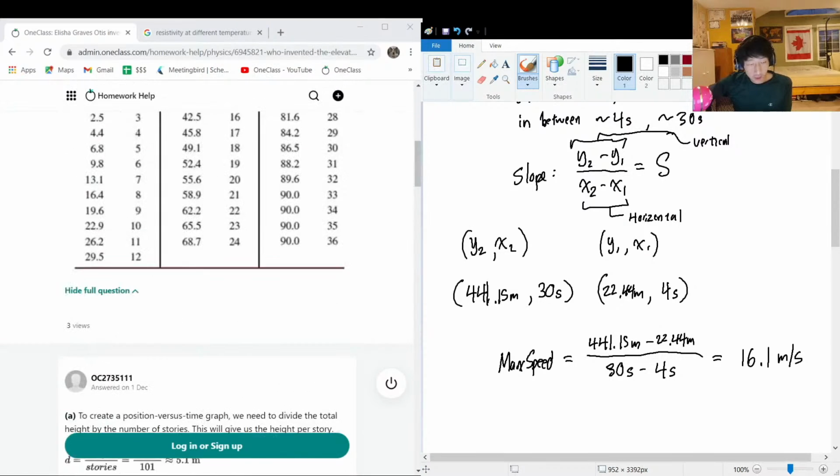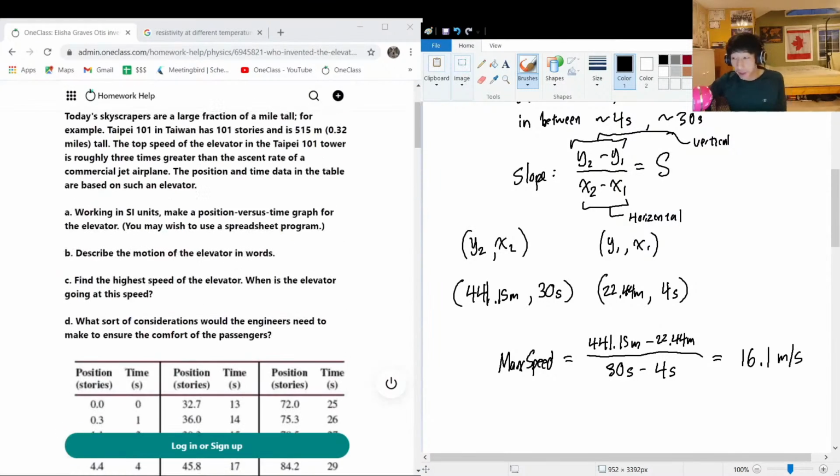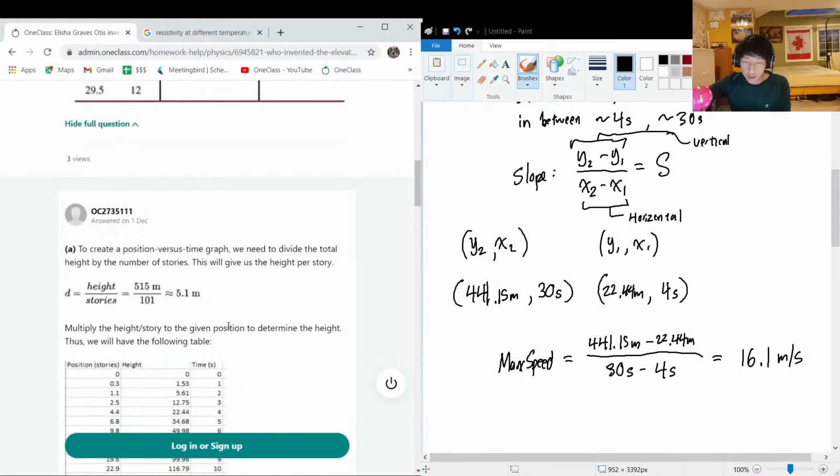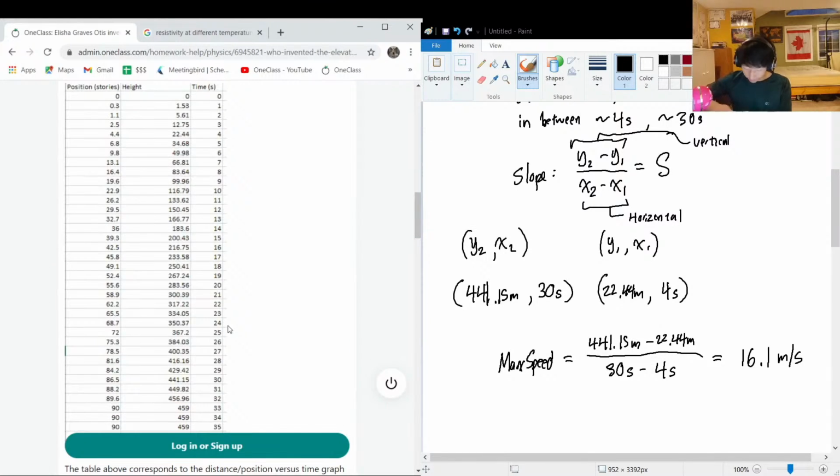Okay, so the last question, part of this big long section, is asking us what sort of considerations engineers need to make to ensure the comfort of the passengers. One of the things I already mentioned is that when you change your altitude very quickly, the change in air pressure can be quite uncomfortable to the human. If you've ever been in an airplane, you know that feeling in your ears, like they're popping. That's quite uncomfortable, and if you're changing your height too quickly, that will be very uncomfortable. So you don't want your vertical speed too fast.